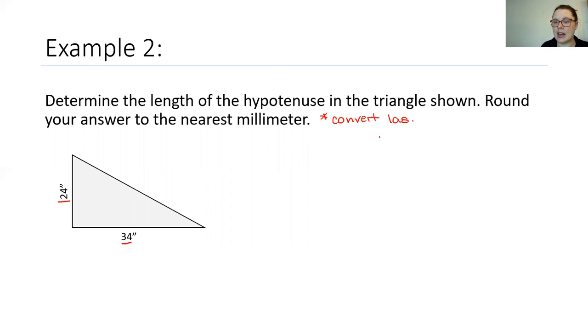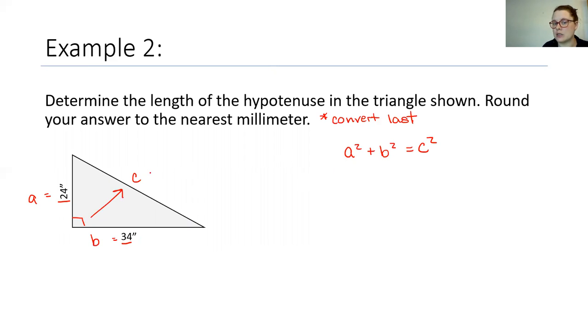Why would I convert last? Well, the reason for converting last is I only convert one measurement instead of converting 2. So less chances for error. It also keeps our numbers smaller, which is easier for our calculator. So let's label our triangle. We'll write our formula down first. A squared plus b squared equals c squared. Now a and b are our 2 legs. So we'll say 24 is A and 34 is B. And this would be my right angle.